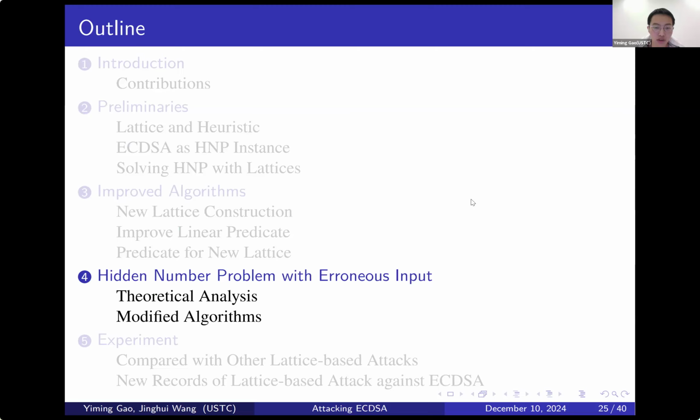In the next section, I'm going to talk about the hidden number problem with erroneous input.